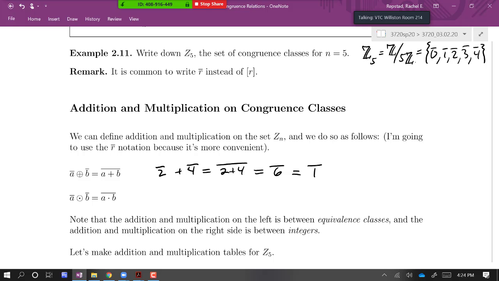Let me start over because I just misspoke. You take any integer congruent to 2 mod 5, add it to any integer congruent to 4 mod 5. You're guaranteed the result will be congruent to 1 mod 5. So this is really a statement about arithmetic on sets. But executing it was as simple as just working with 2 and 4 themselves.